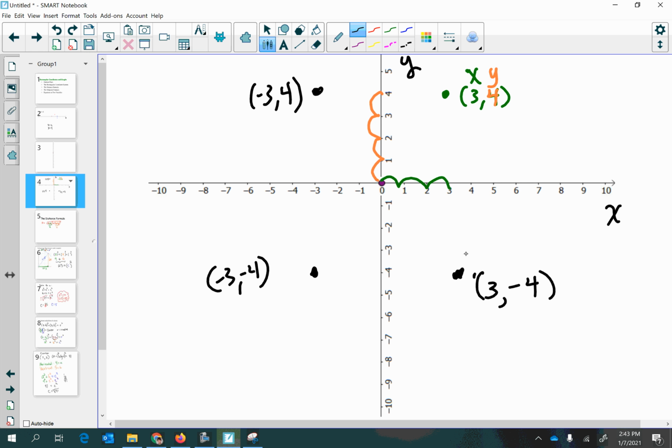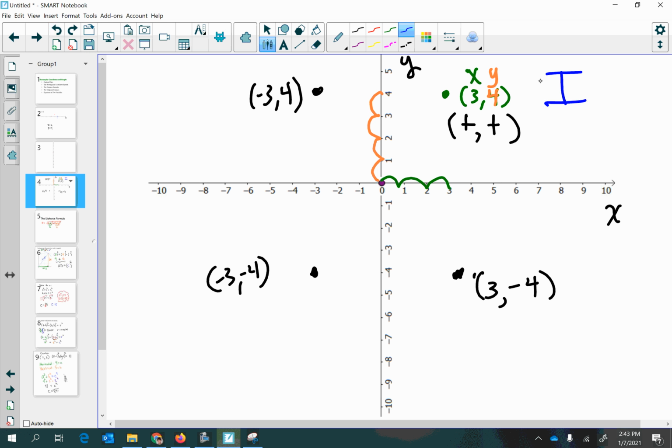Okay, so those are different locations in the rectangular coordinate system, and they are each in a different quadrant, a different quarter of the plane. And we can name these quadrants. The first quadrant is always the one where both x and y are positive. And so this would be called quadrant 1, and they're marked with Roman numerals. So that would be quadrant 1.